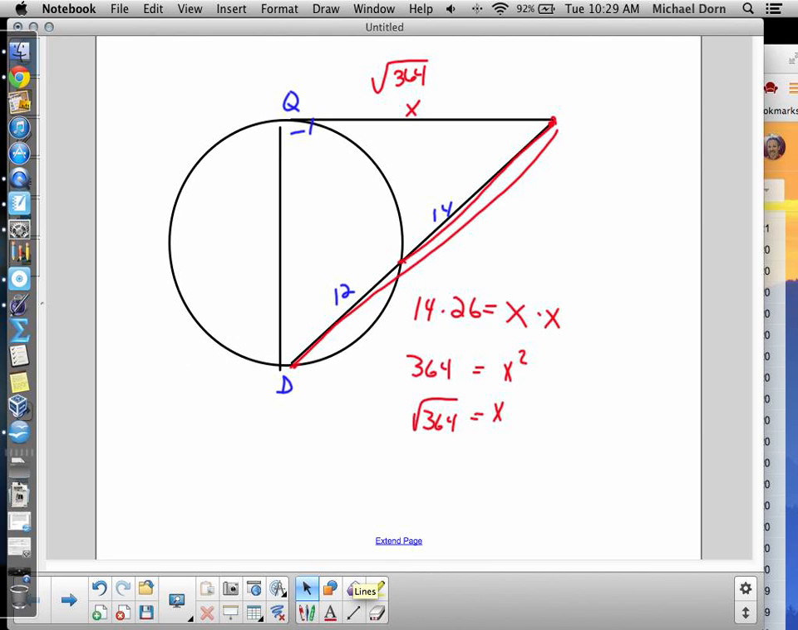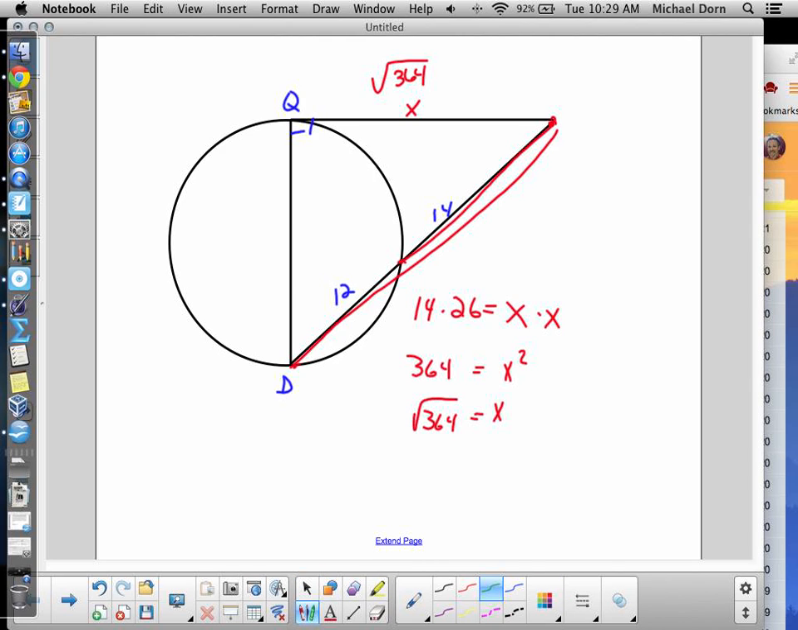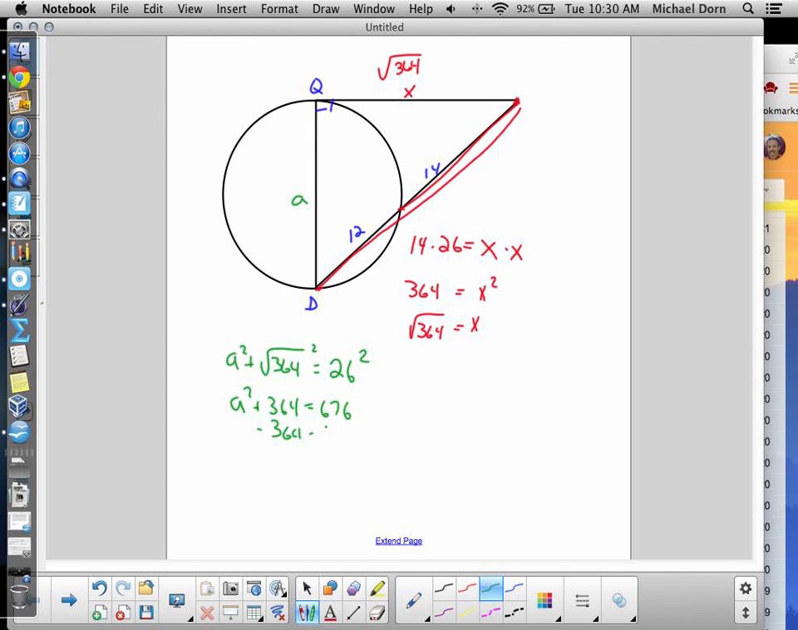Now, I've got that. Oh, now I can set up my Pythagorean theorem. If I call that a squared plus b squared equals c squared. So a squared plus root 364 squared equals c, which in this case is 26 squared. So that's a squared plus 364. 26 squared is 676, I think. Is that right? Yeah. All right, so we subtract 364. That's 312. So a is the square root of 312, and it did say round to the nearest decimal, so I'd go ahead and do that. That's the square root of 312, about 17.7. There we are.